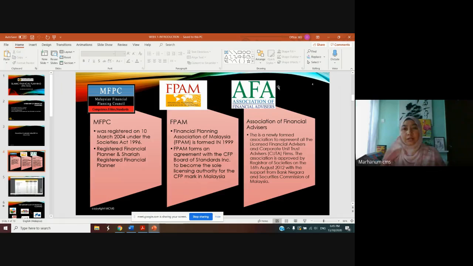And then the Association of Financial Advisors, also an association. This is a newly formed association to represent all the licensed financial advisors and corporate unit trust advisors. The association was approved by the Registrar of Societies on 16 August 2012 with the support of Bank Negara and the Securities Commission of Malaysia. The one that gives the license is the Financial Planning Association of Malaysia. This one is new.